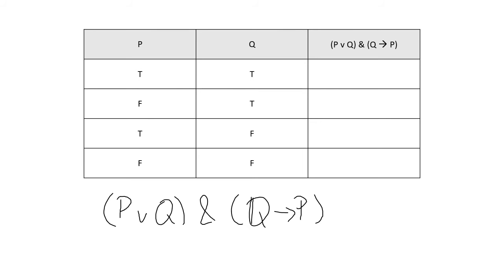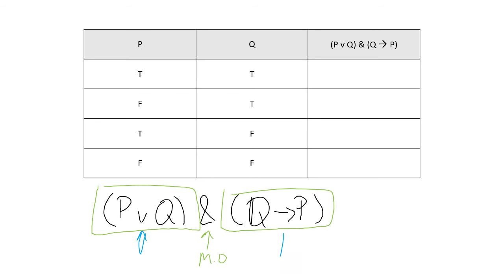And I think it's obvious to see again that the parentheses offset one side and the other side. So your main operator here again is the ampersand. And before we can do the ampersand, that means we got to do the wedge and we got to do the arrow. So let's just do the wedge side first.